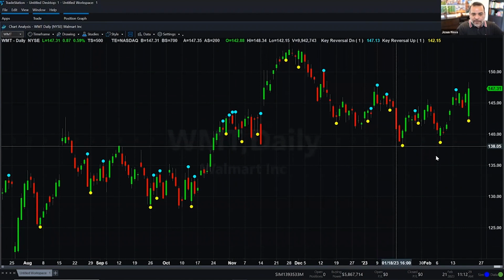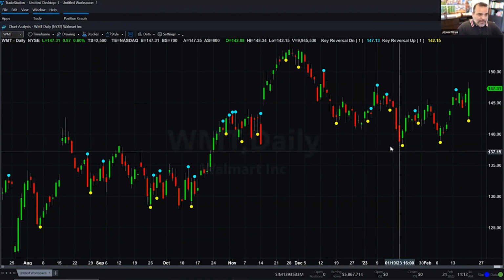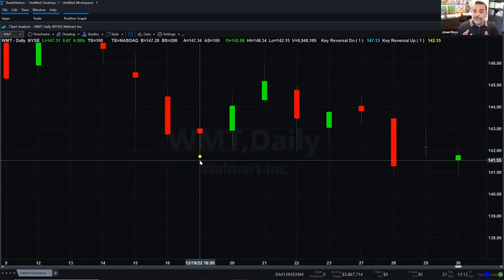So now take a look at the yellow buttons. The yellow dots are going to be put at the low of the bar. And let me just concentrate on one. I'm going to click on this magnifying glass one more time, and I'm going to draw a box right here. Okay, so we have the opposite behavior.